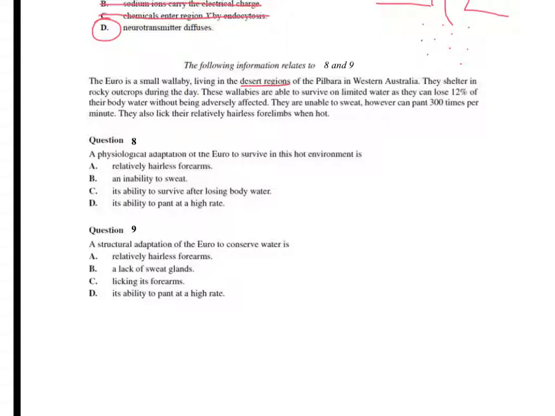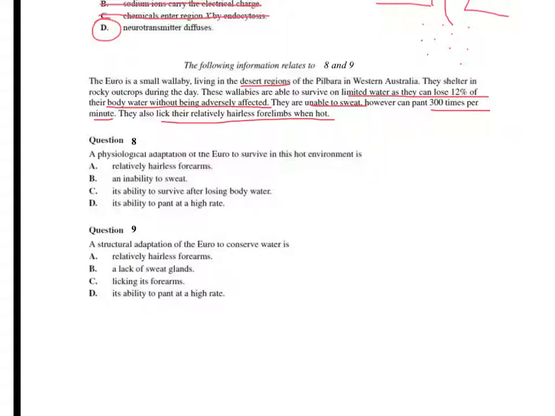They shelter in rocky outcrops during the day. These wallabies are able to survive on limited water, as they can lose 12% of their body water without being adversely affected. They are unable to sweat, however can pant 300 times per minute. They also lick their relatively hairless forelimbs when hot. Okay, so that's given us information about all the different adaptations that they've got. What we've now got to do is decide whether those adaptations are physiological or structural.